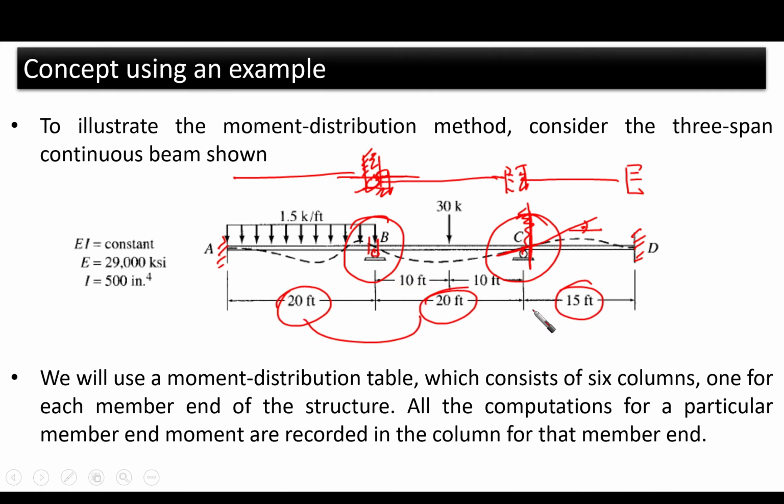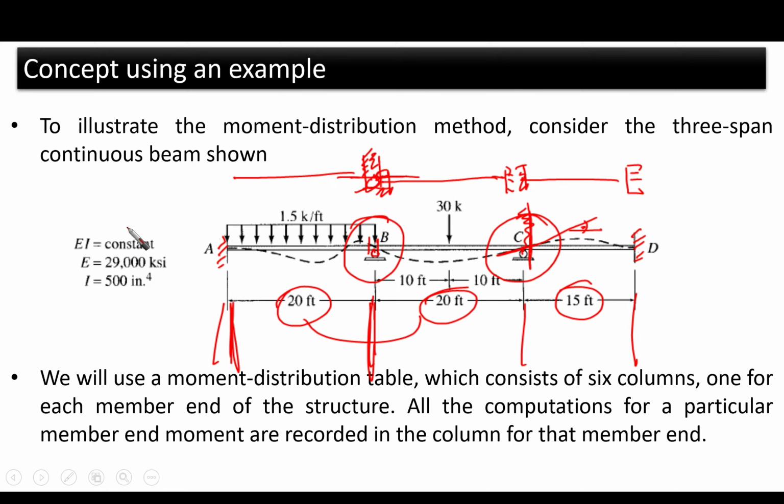The first 2 spans seem to be equal. However, the third one is 15. We will use the moment distribution table in order to solve it. We are going to make a table underneath each span to make our calculation better, because we are going to use everything in this table, and we are going to put some factors here and so on.